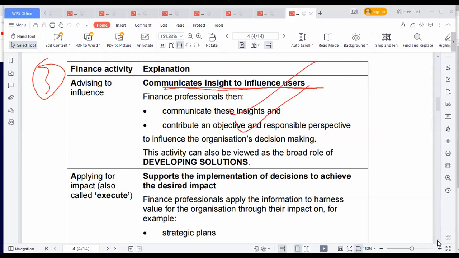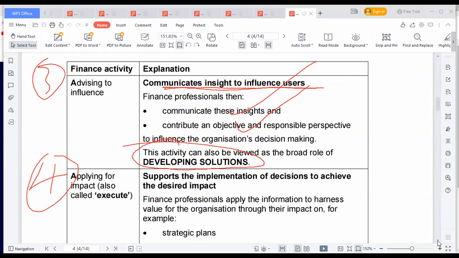So this is an area where we are developing what? We are developing solutions, right? So management accountants are well positioned to get to that point. And then from there, we get to point number four.